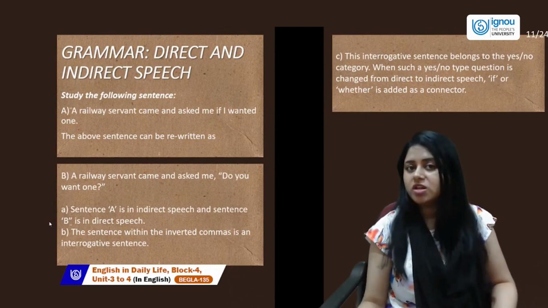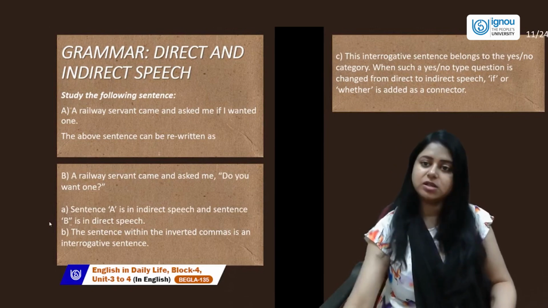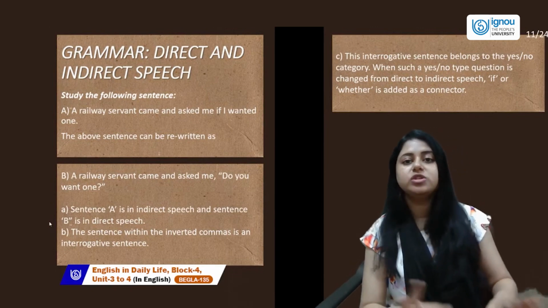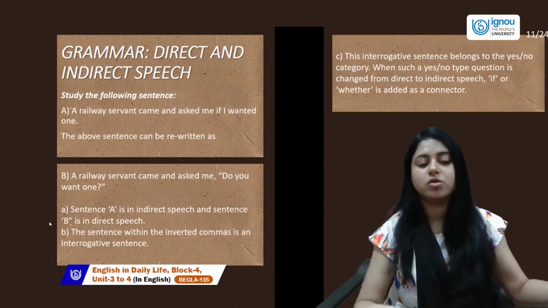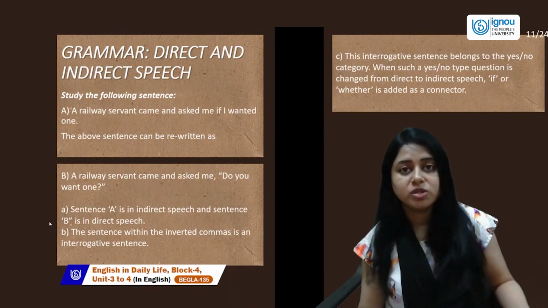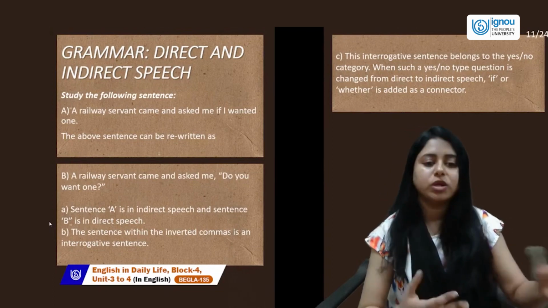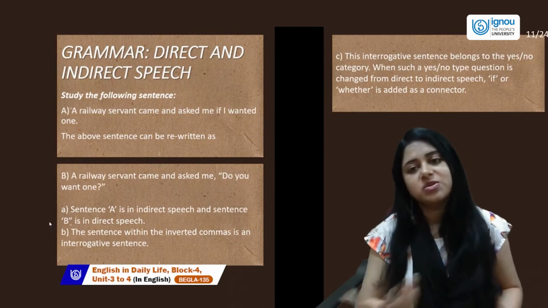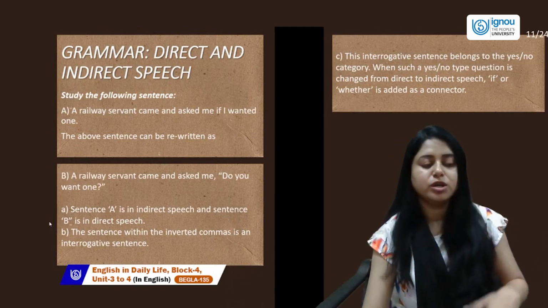So do you want one? It's an interrogative sentence. Now this interrogative sentence belongs to the yes-no category, because what would be the answer to "do you want one?" Yes, I want one. No, I do not want one. Whatever that one is, whatever he is asking for. So yes, I want.